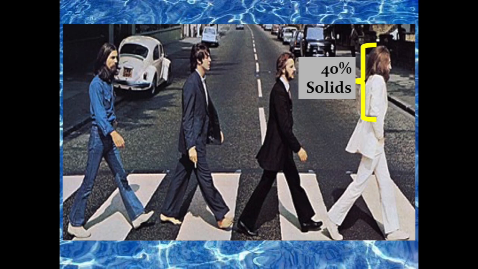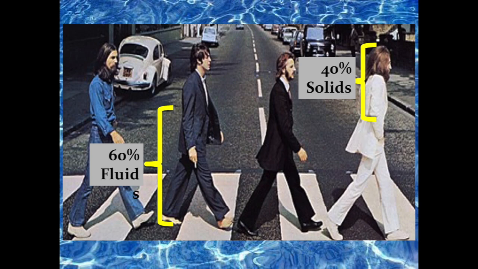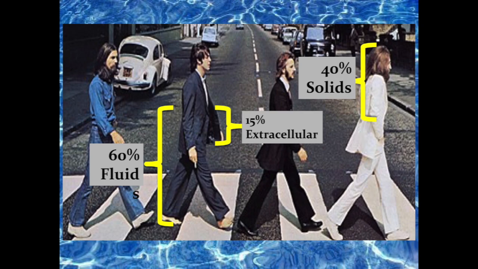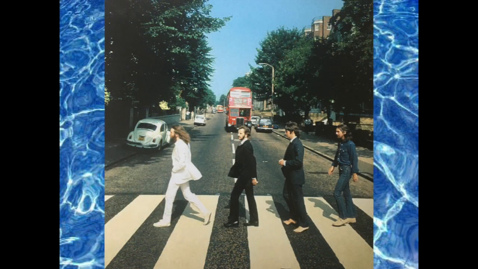If you were to look at an adult, especially these famous gentlemen, you'll notice that as an adult, they are 40% solids and 60% fluids or liquids. Now, 15% of that fluid is extracellular, and 45% are within the cells. So that's going to be the cytoplasm and the nucleoplasm.